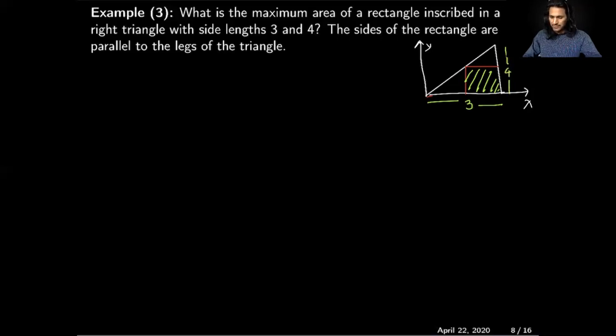The sides of the rectangle are parallel to the legs of the triangle. That's also given. And there is also the keyword inscribed. It means that this edge is on this line. So first I will define the variables, or fix the notation. Since this point should be on the hypotenuse of the right triangle, I will choose that this point is x comma y. What I mean is this length is x units and that length is y units.